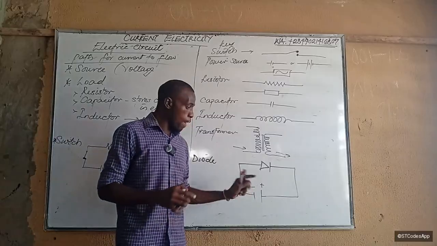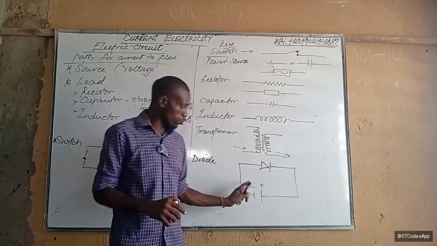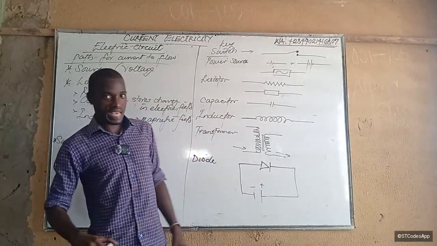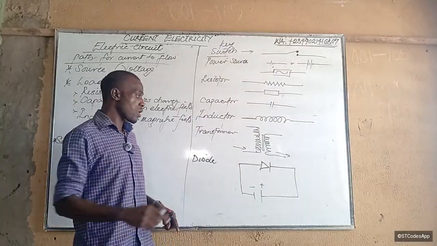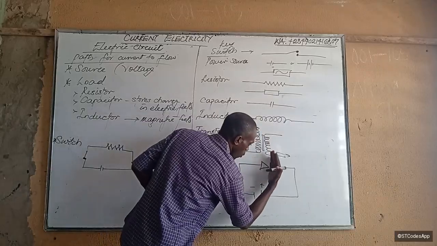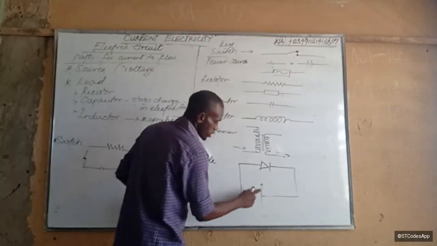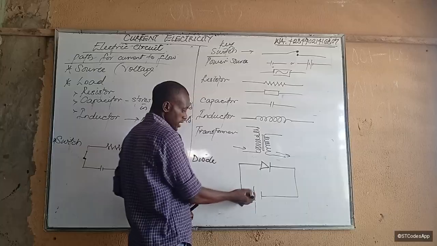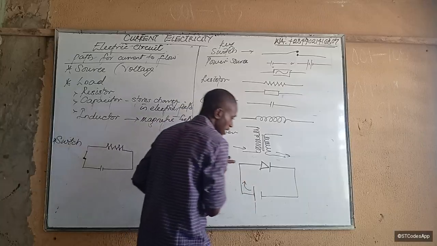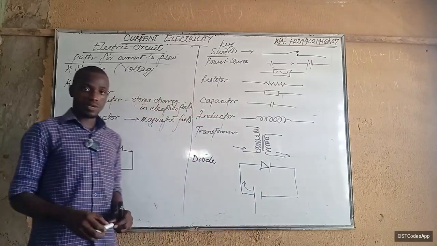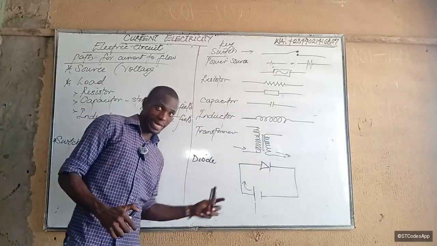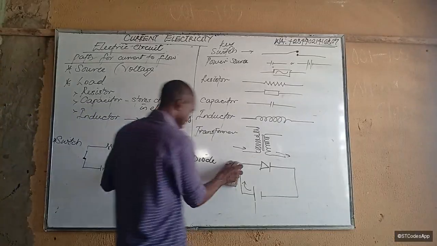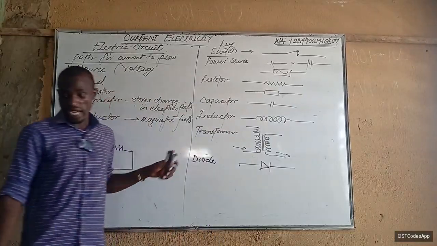Meaning that if you connect your battery this way, current will not flow across this diode. Why? Because this one blocks it. That's what this wall means. It's like a wall, okay? But if you connect it this way, then current is going to flow in this direction, and that is the forward bias. It doesn't allow the backward bias. Make sense? All right. So that is what a diode is, a one-way, unidirectional component.